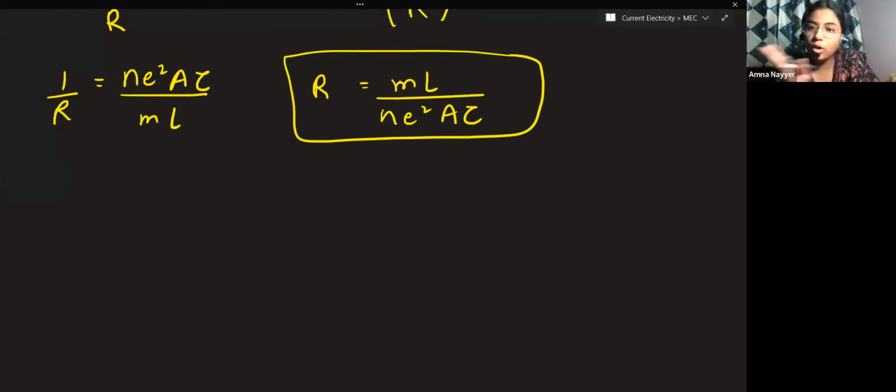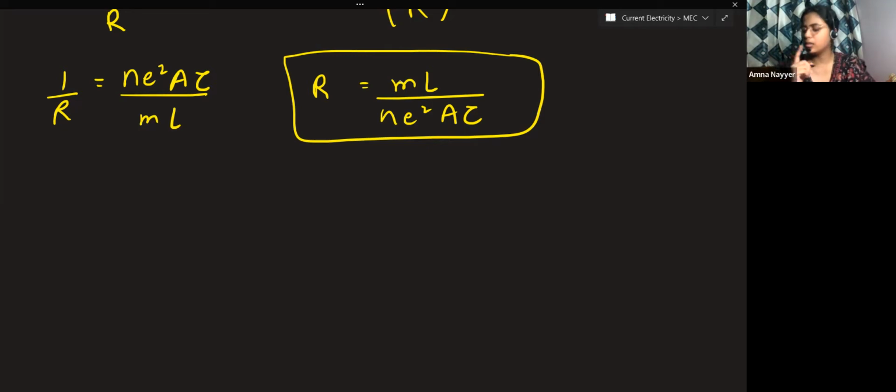L is the length of conductor. N is the number density, means number of electrons that are situated in 1 meter cube volume. E is the electronic charge, which is 1.6 into 10 to the power minus 19. A is the area of the cross section of the wire or the conductor. Tau is the relaxation time. Relaxation time means time interval between two successive collisions. All these make up the formula of resistance.